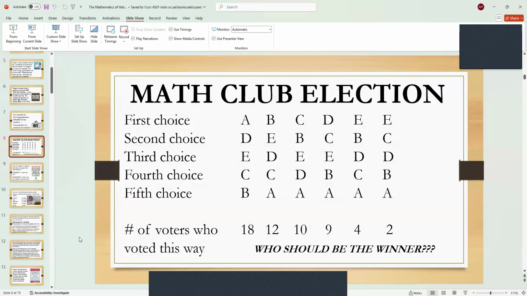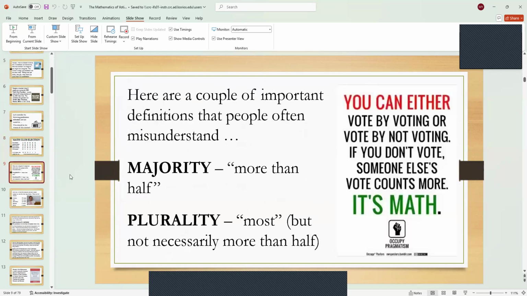And so we're going to look at 5 different ways to determine the winner of an election. And these are all ways that are commonly used throughout the world. So we'll also look and see where in the world they are used as we go today. First, a couple of definitions. These are a couple of important definitions that a lot of times people misunderstand.